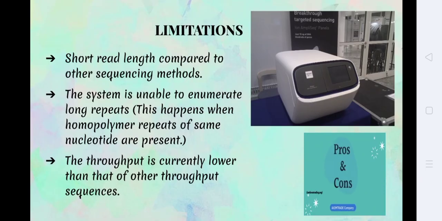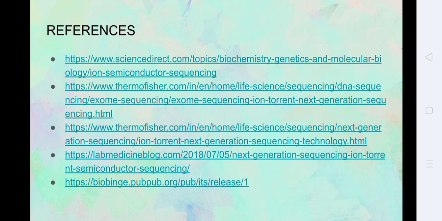Along with its applications or advantages, there are various limitations also for this method, like it has short read length when compared to other sequencing methods. Also, this system is unable to enumerate long repeats. For example, when a homopolymer repeat like adenine is repeated continuously, then the system is unable to enumerate this much long repeat into the data. The throughput is also lower than that of other sequencing methods.